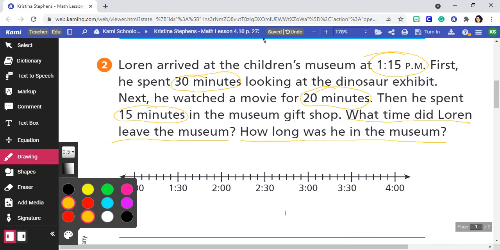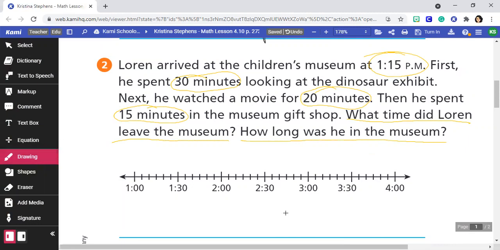Well, let's start our time together here at 1:15. So here's 1 o'clock, 1:10. Here is 1:15. So that's my starting point. Pause the video. See if you can use the number line to see how much time has elapsed. Remember that he spent 30 minutes looking at the dinosaur exhibit. He watched a movie for 20 minutes, and then he was in the gift shop for 15 minutes. Once you feel that you have done the proper elapsed time, come back and hit play.